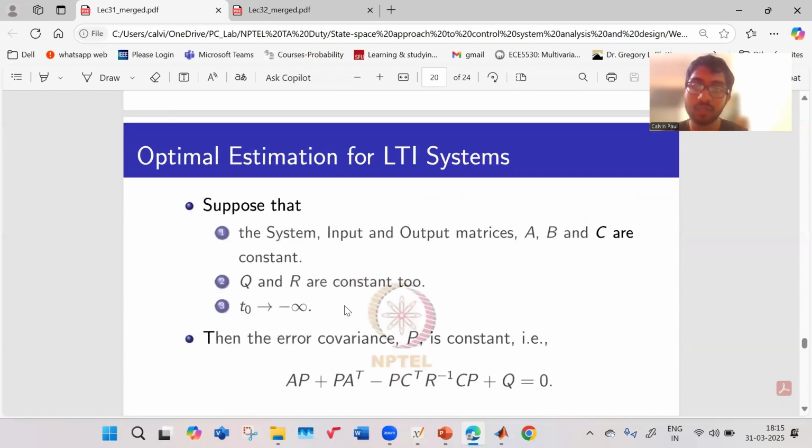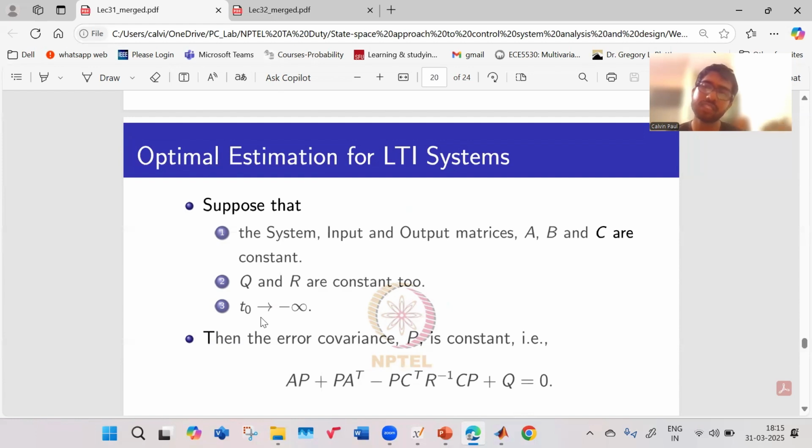Now what happens if my A, B, C are constant and Q and R are constant? We want to make things simple. When everything is changing with time, it becomes difficult to analyze. So we'll consider a linear time invariant system. A, B, C are constant, Q and R are constant, and t0 is minus infinity.